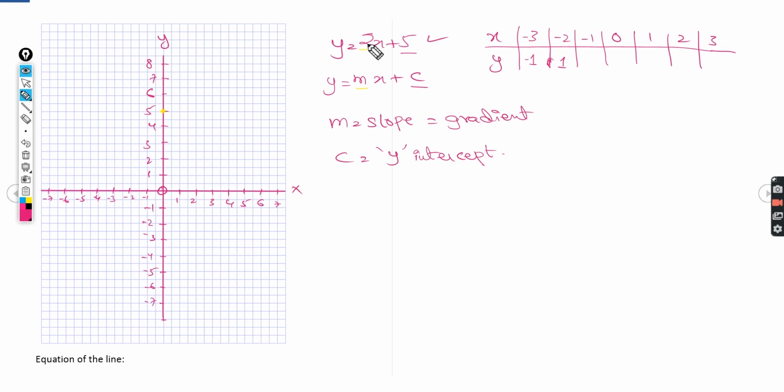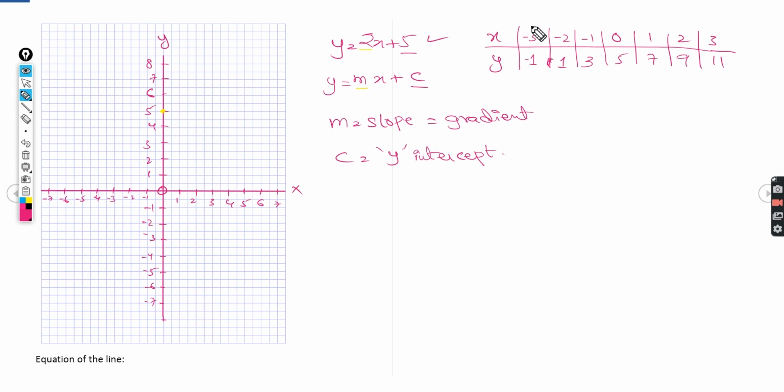If I put -1, it gives me -2. -2 plus 5 gives me 3. If I put 0, it gives me 5. If I put 1, it gives me 7. If I put 2, it gives me 9. If I put 3, it gives me 11. So we won't go till 11, we'll just make it till 7 or 9, let's say.